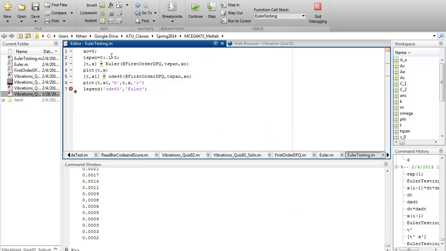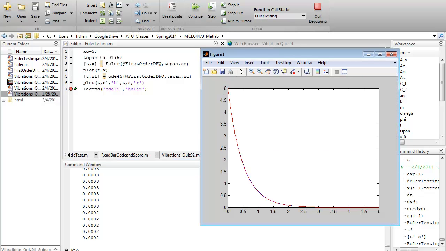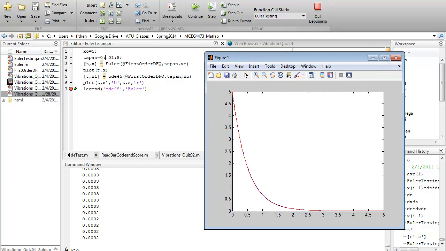Well, let's experiment one more time. Run it and take a look at it. What we find out is, ooh, they're not that much different. If you decrease your time step, you can get them to be the same answer.